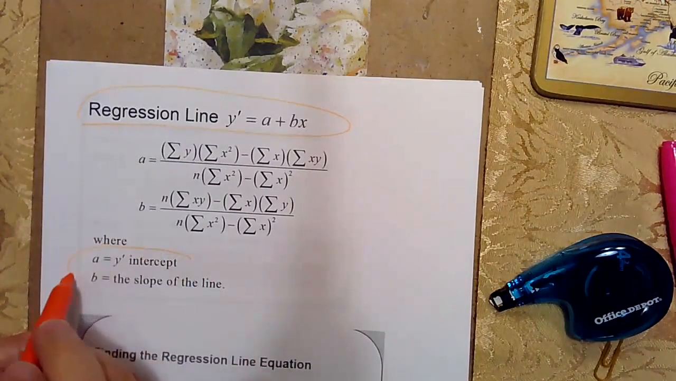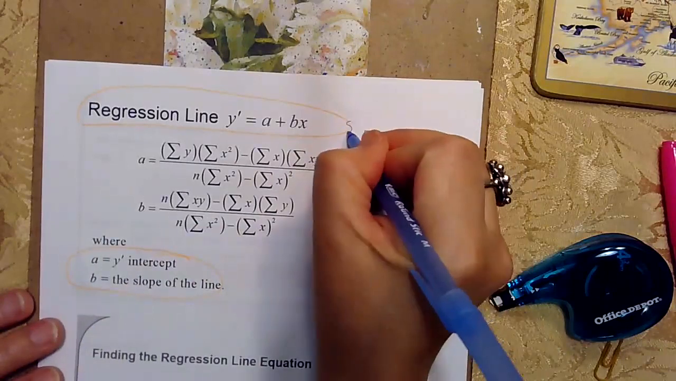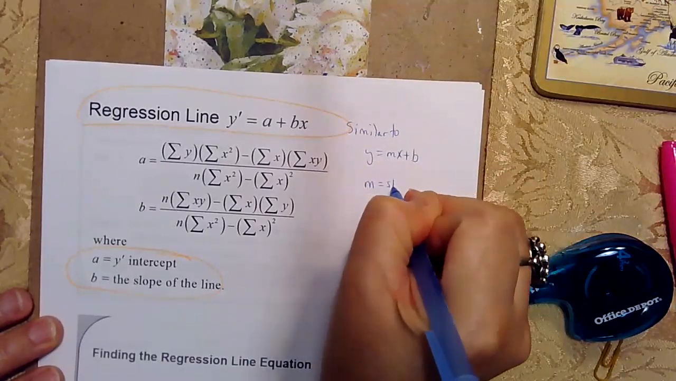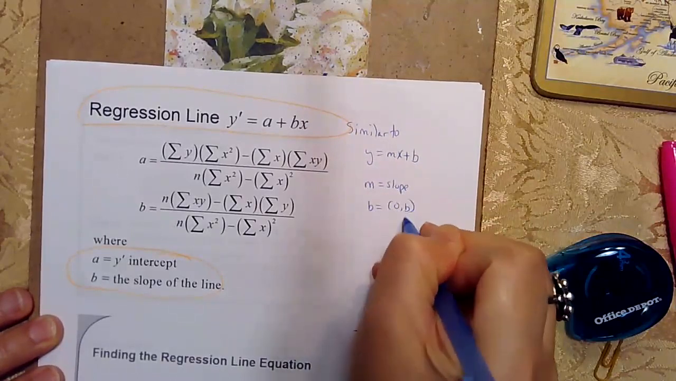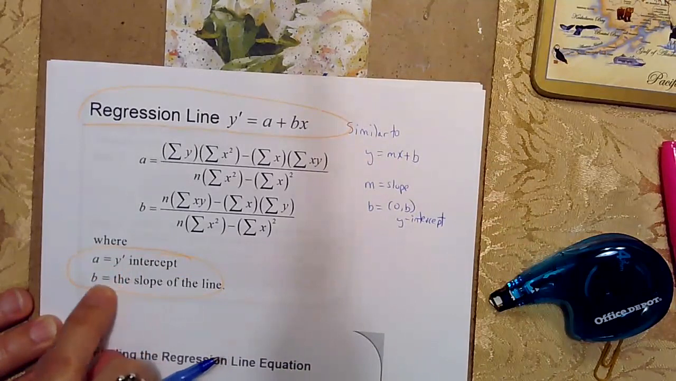A is... I'm not sure. B is the slope of the line. It's kind of like Y equals MX plus B. Yeah, okay, it's the Y prime intercept. It's the intercept, like the zero, B. Okay, so it's the intercept. It's similar to Y equals MX plus B, where M is your slope and B is your Y intercept. So this is your intercept A and then this is your slope B. So it's similar to that.